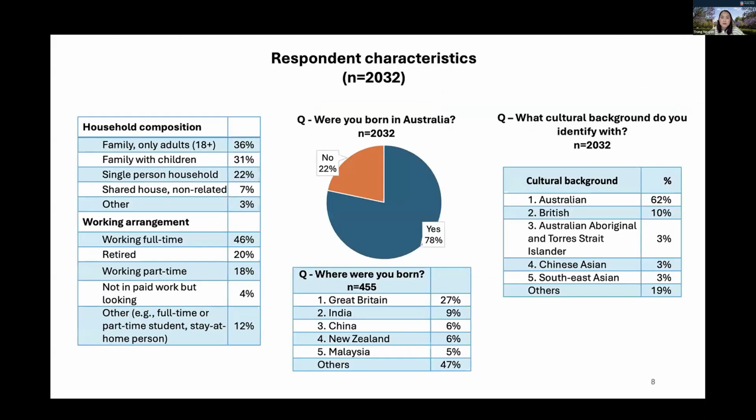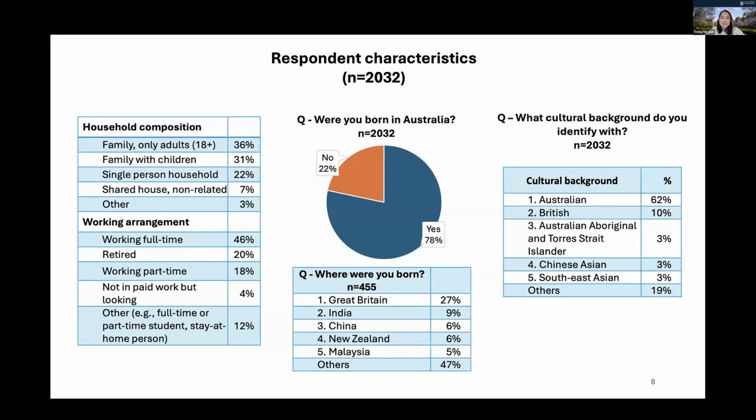Next slide, please, Kapil. So we asked several socioeconomic characteristics of respondents, so we can later analyze the level of knowledge, attitudes, and practices based on these sociodemographic characteristics. Previously we got age, gender, education, locations. We also asked them the household composition. Most of our respondents are family with adults or family with children. We asked them about working arrangement. Most of our respondents, 46%, are working full-time, 20% are retired, and 18% working part-time.